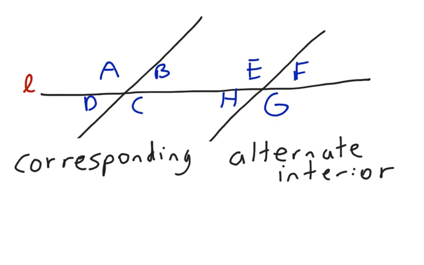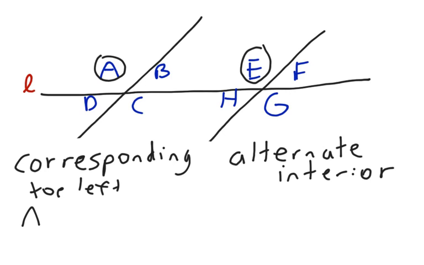Corresponding angles are in the same location. So for instance, if I was saying where angle A is, I would say that is in the top left. So what would be in the top left looking at E, F, G, and H? What corresponds to that location? And I'm looking at angle E. So corresponding would be A and E. Angle A and angle E are going to correspond.